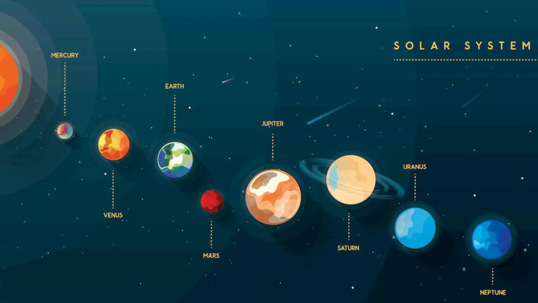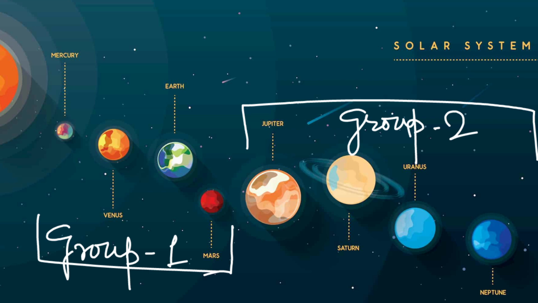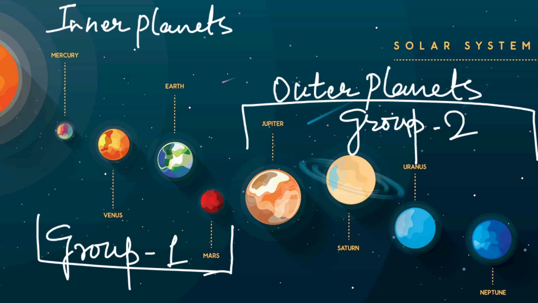Remember children that all the 8 planets can be classified into 2 groups. One group we have already discussed, the 4 planets closest to the sun: Mercury, Venus, Earth and Mars. These are known as the inner planets or the terrestrial planets. The second group consists of the next 4 planets: Jupiter, Saturn, Uranus and Neptune. These are known as the outer planets, or you can say the gas giants.